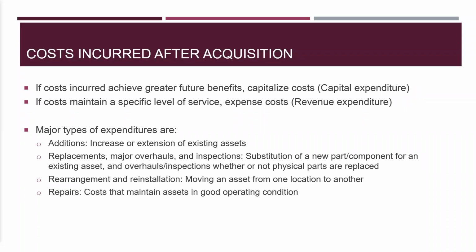Some examples of capitalized expenditure are an addition, where you are increasing or extending the existing asset. You're adding, let's say, a different wing to a building, okay? Replacement or major overhauls and inspection, rearrangements and installation. All of these are capital expenditure costs, meaning that we get to capitalize them, and then you would have to revise your depreciation from that point onwards. But if your cost is more of a regular repairs and maintenance type of cost, then these costs can never be capitalized. They are referred to as revenue expenditure, meaning that we will have to expense these.